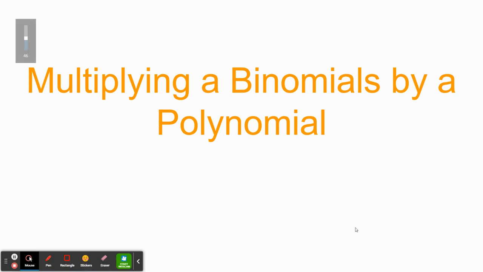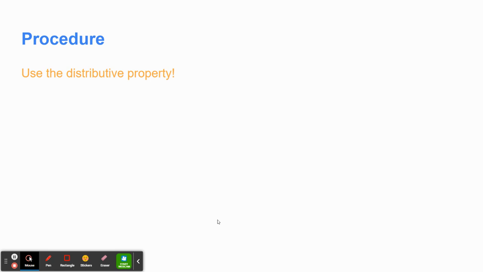Everyone, let's multiply some binomials by some polynomials. It's going to be fun. What's the procedure? We're going to use the distributive property. Not trying to break any new ground here. We are simply going to keep doing what we've been doing.